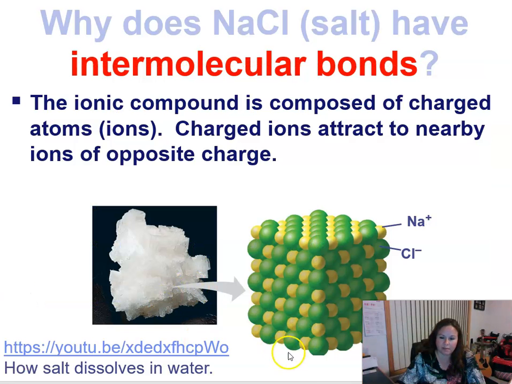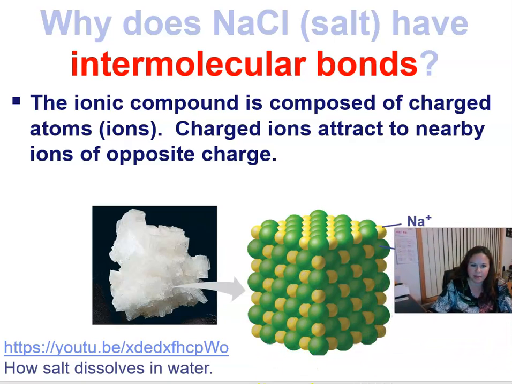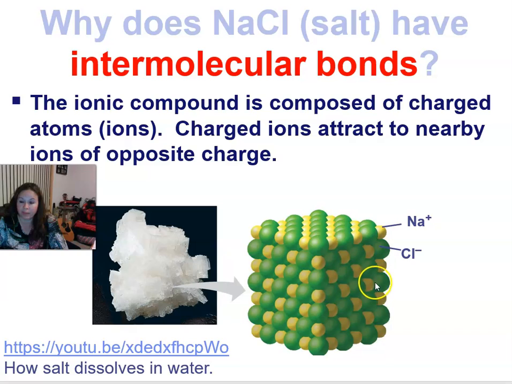So now I want you to take a look at this. So there's a cube here. It's a salt cube. The green little balls are chlorine, and they're all negatively charged because they've gained an electron. And the sodiums are yellow. They're all positive 1 charged because they've all given up their valence electron.